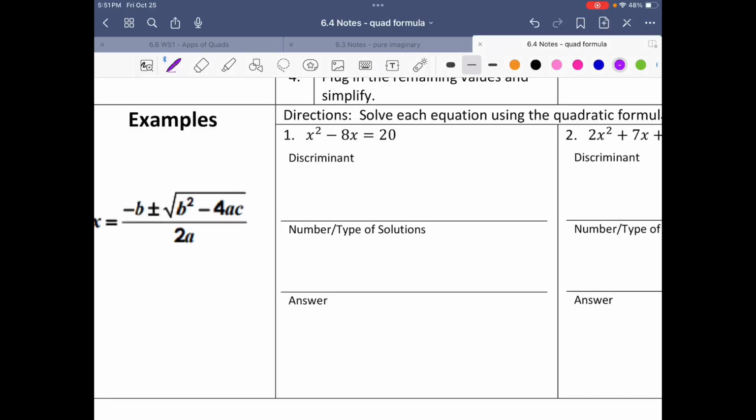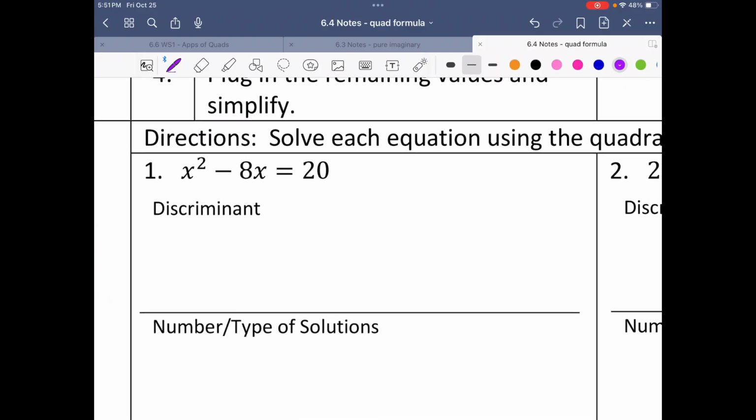So this is the essence of what we're going to do. Find the discriminant, the number and type of solutions, and find the answer. Okay, so first the equation has to equal 0. So I need to subtract the 20.